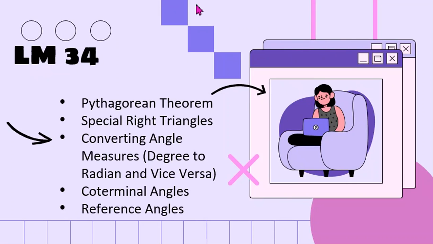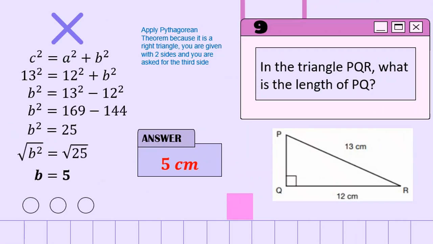Theorem, special right triangles, converting angle measures, that's from degrees to radians and vice versa. We have coterminal angles and we have reference angles. The Pythagorean theorem was discussed during the first trimester and it continued during the second trimester. Up until now, it's the official time to really discuss it properly, because the last times those were just applications, but we will not dwell on this one as you are already used to the topic.